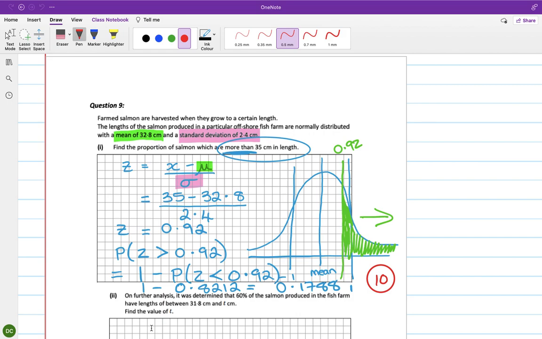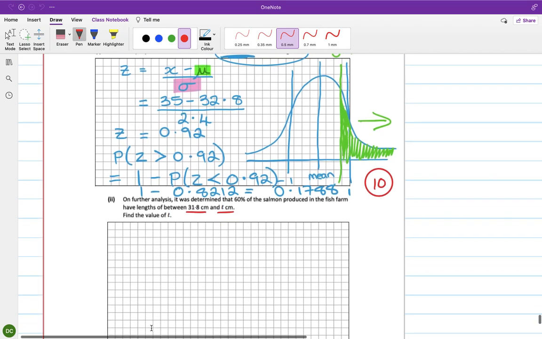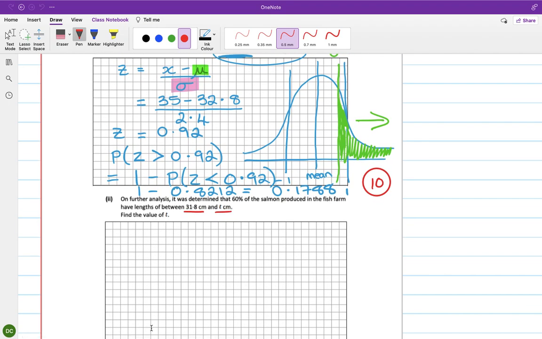So this one and this one, what are the z-scores? Okay, so I'm obviously not going to be able to get a z-score for the t. So 31.8 minus the mean, which is 32.8, over 2.4. Is that what it was? And then the other one is t minus 32.8 over 2.4.